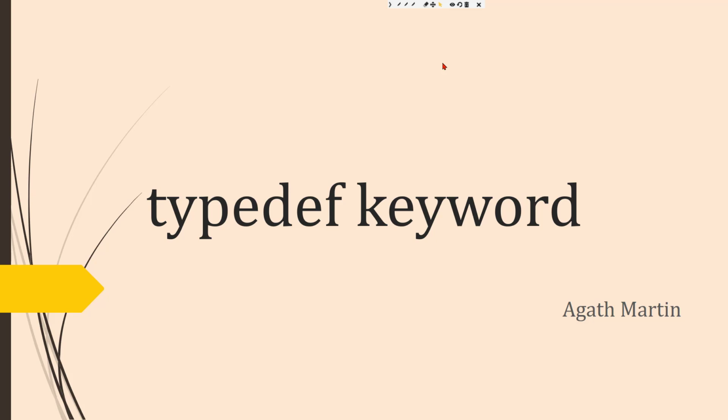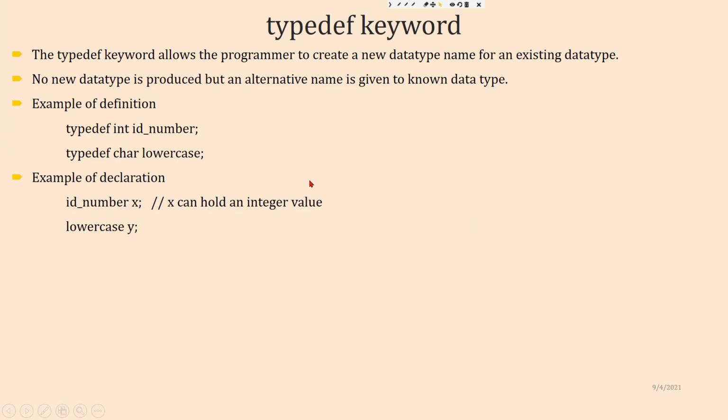Let us move to the next topic, that is called typedef keyword. Typedef means type definition. It's a very simple topic. The typedef keyword allows the program to create a new data type name for an existing data type. So this can also be considered as a user-defined data type. Here what we can do is, for an existing data type, we can give a new name.